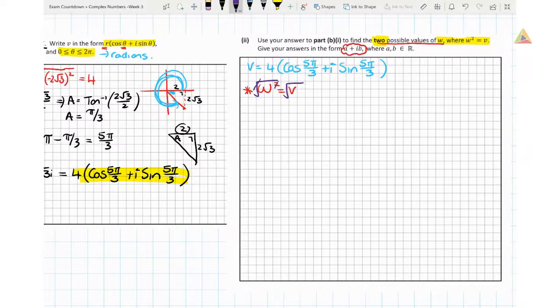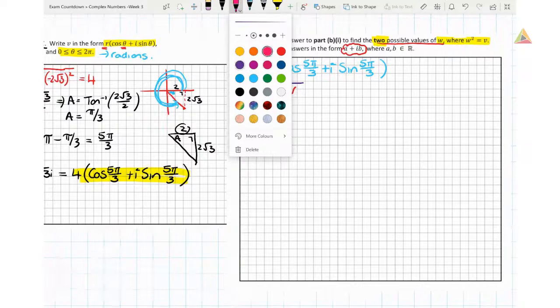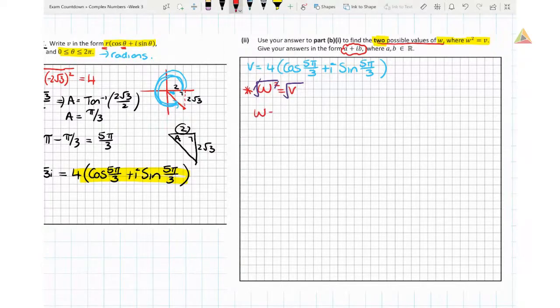The square root and the squared are exact opposites of each other. So that just leaves me with W. On the right, I have the square root of V. But you might remember at the very start of this lesson, we said the square root is the exact same thing as the power of a half. So essentially, to find W, we're going to have to raise this complex number V to the power of a half. But have a look at my power. My power is a fraction.